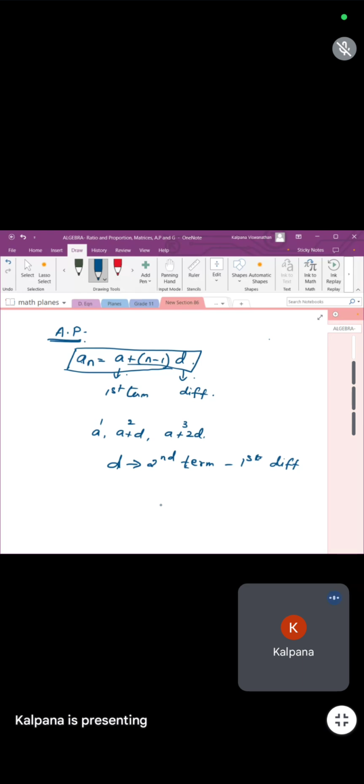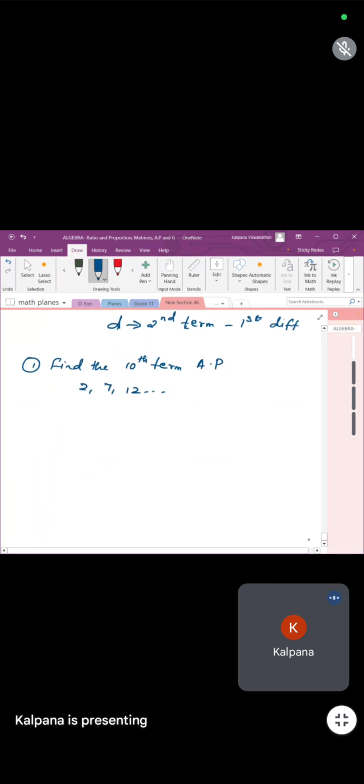Find the 10th term of the AP 2, 7, 12, etc. In this kind of question, it is very important to write what your a and d are. Okay. So a is 2, and what is the difference? 5.